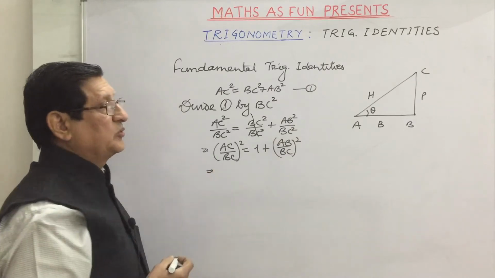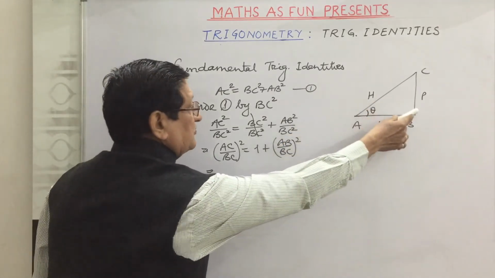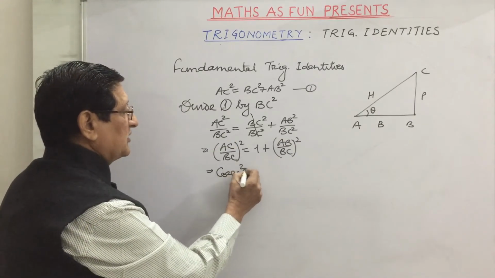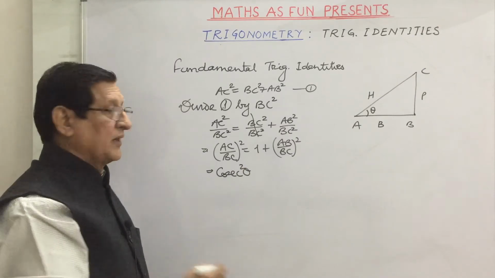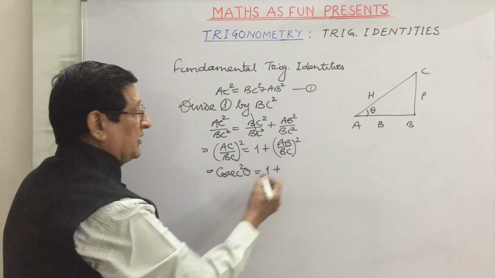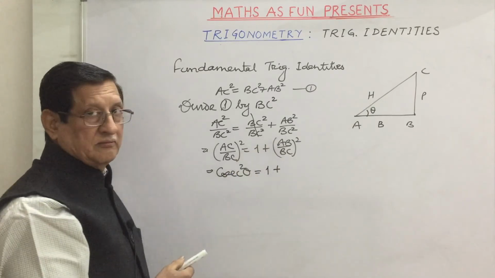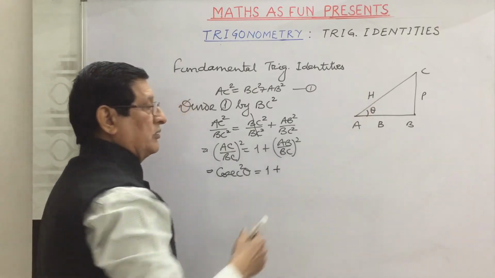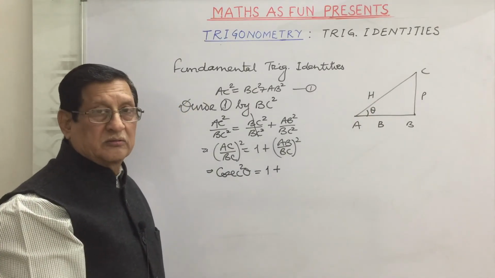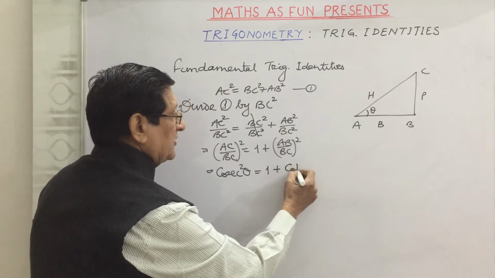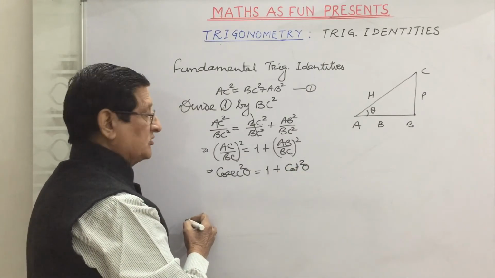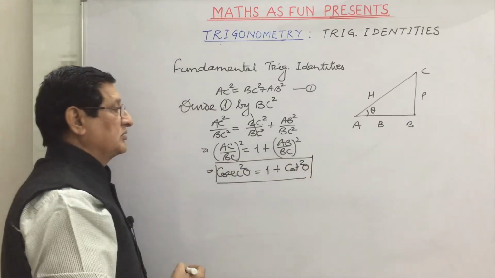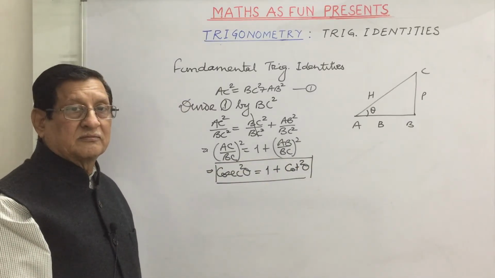We know what is AC upon BC. AC is hypotenuse, BC is perpendicular, and hypotenuse upon perpendicular is cosec theta. So this becomes cosec square theta equal to 1 plus AB upon BC. AB is base, BC is perpendicular, and base upon perpendicular is cot theta. So this becomes cot square theta. So we got one more trigonometric identity, that cosec square theta equal to 1 plus cot square theta.